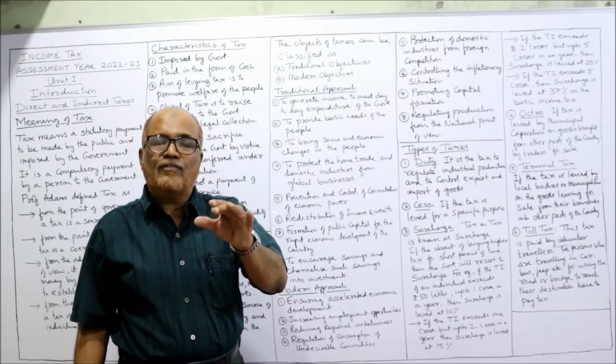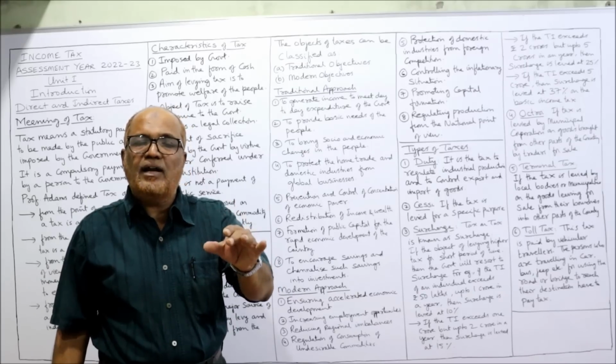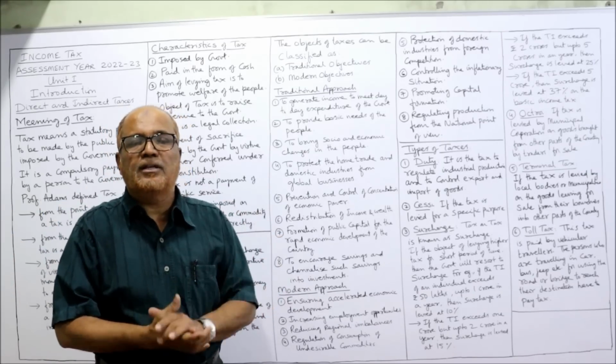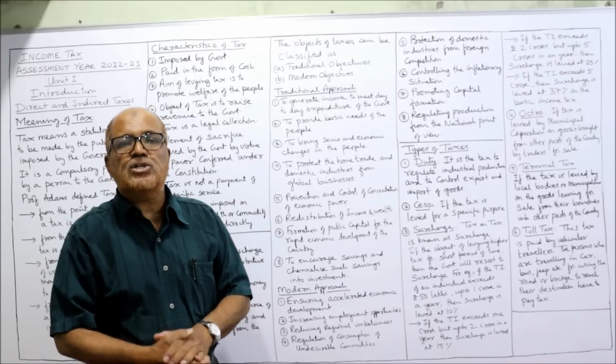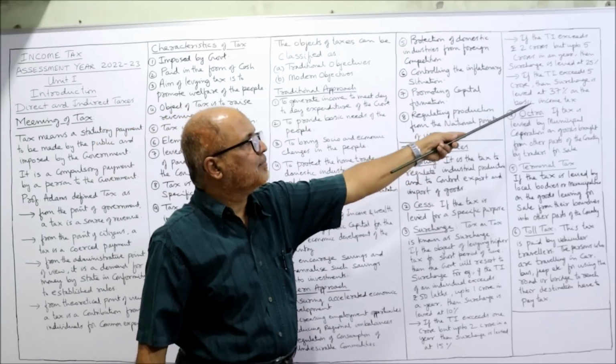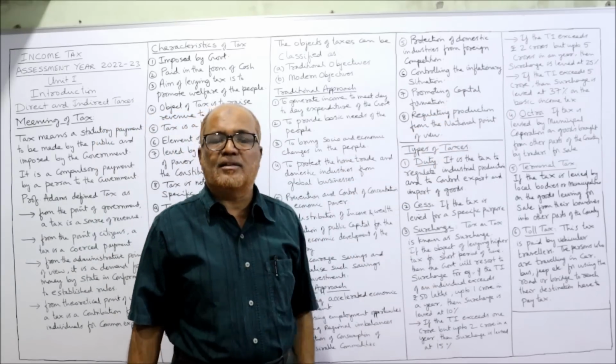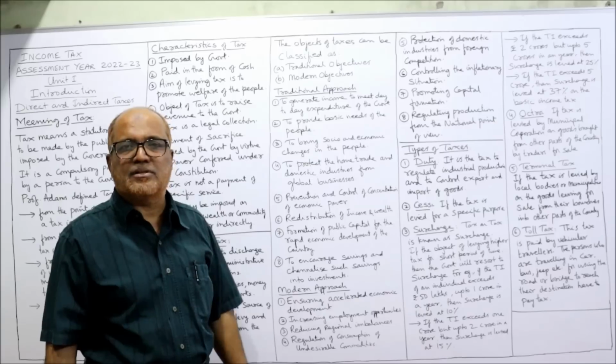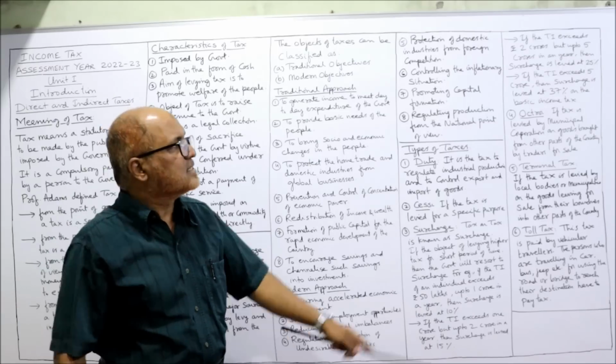If the income of the individual is more than 5 crore during the previous year, then the surcharge rate is 37%. These are the different rates: 10%, 15%, 25%, 37%. These are the different rates of surcharge.